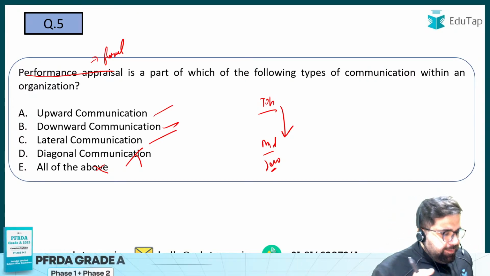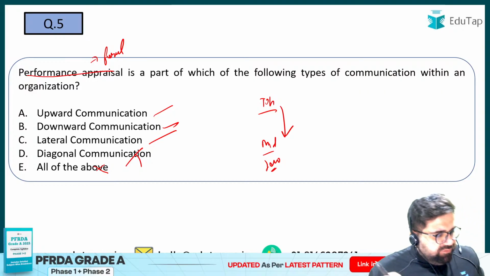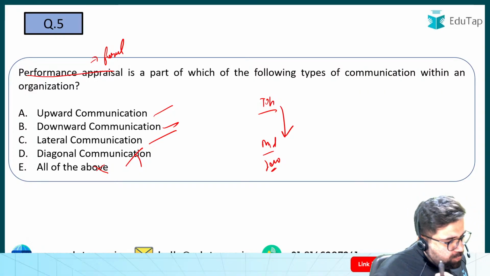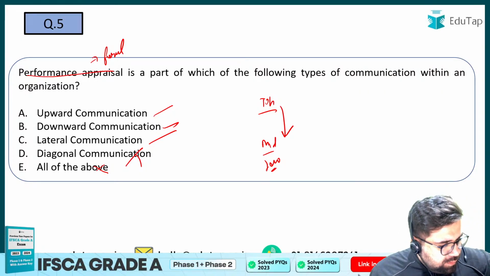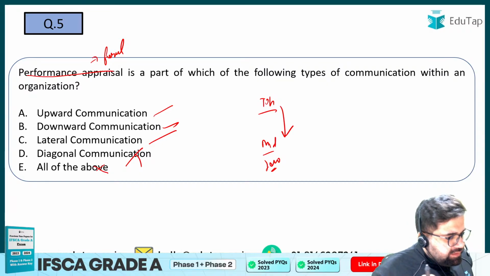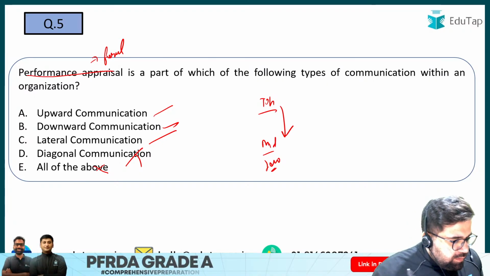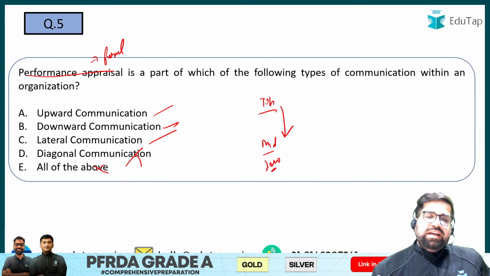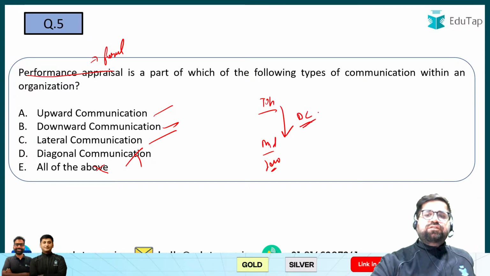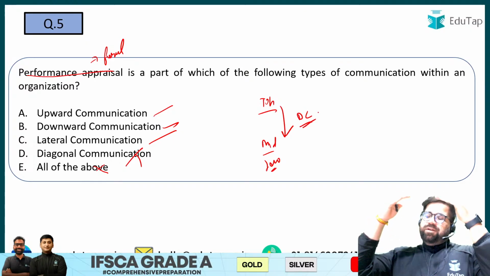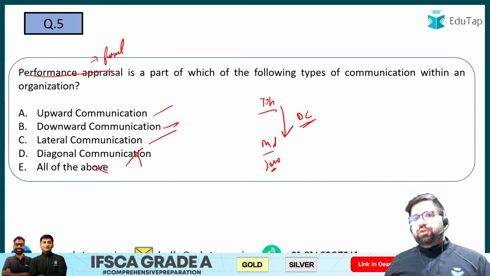The correct will be Sanjana is going with B, Prachi is going with B, Umang is going with A. Anybody else who would like to take their calls? Namrata is going with B. Yes, the correct answer will be downward communication. Why? Because communication is coming from the top level to the middle level or to the low level.